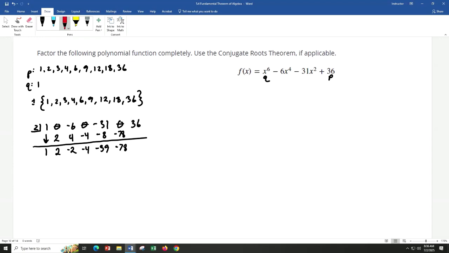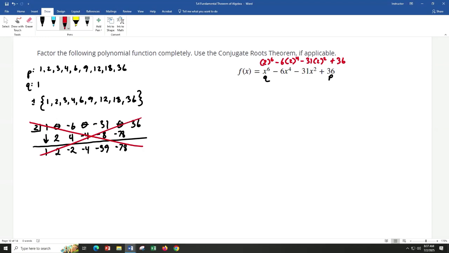Now, I'm going to be honest with you. That's the long way of doing it. Or you could have come up here and done 2 to the power of 6, minus 6 times 2 to the 4th, minus 31 times 2 to the 2, plus 36. When you do the math on all that, it's not going to be a 0, and so you can just say, I can't use that one.